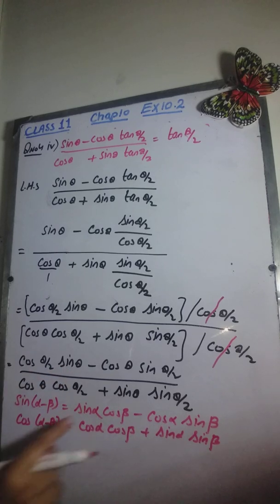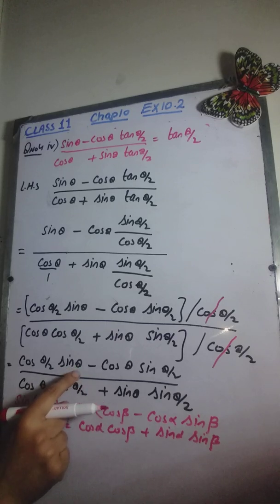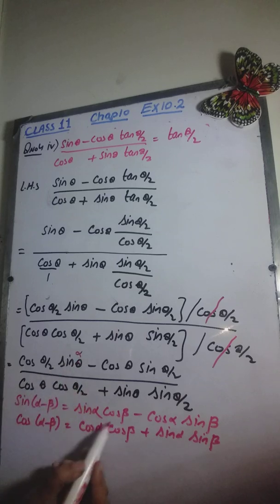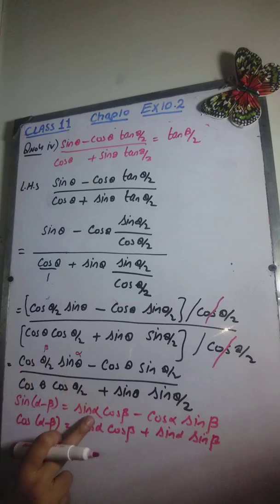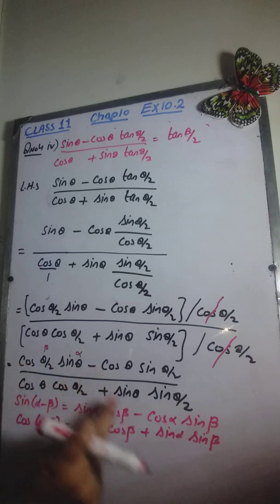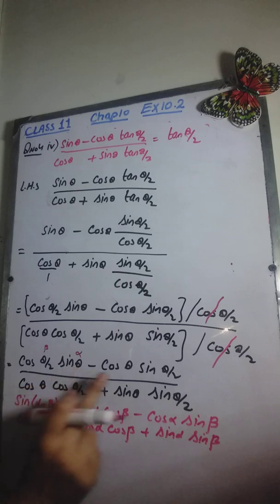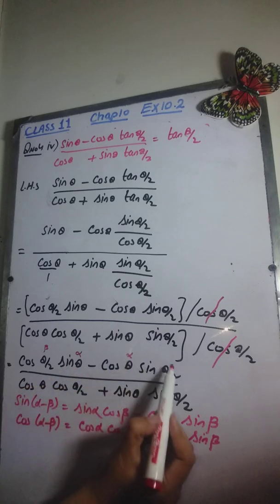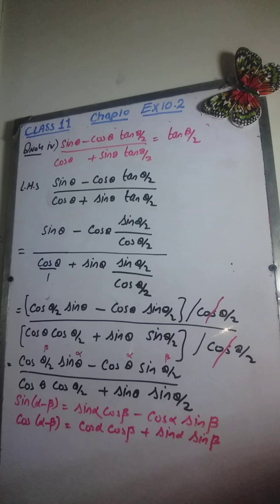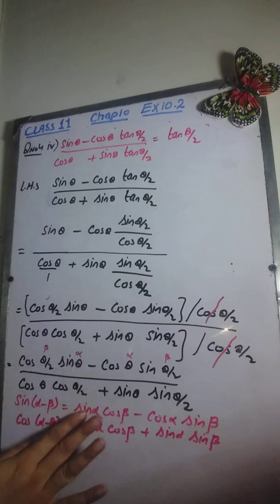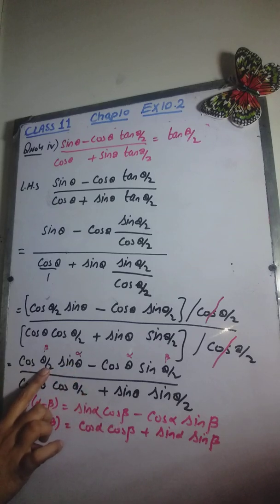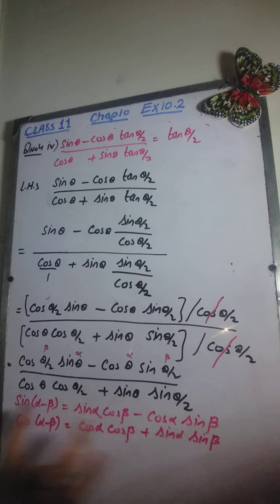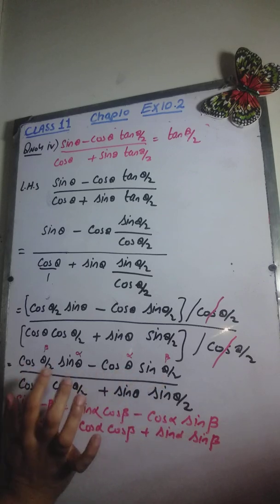Okay, over here, in place of alpha we have used theta. So if you take this as alpha and this is beta, so this is cos of beta, into sin of alpha, this expression is over here, minus cos of alpha. Alpha was theta, so this is cos of alpha, into sin of beta. So if you compare these two expressions, alpha is theta and beta is theta by 2. If you compare, this expression is equal to sine alpha minus beta.